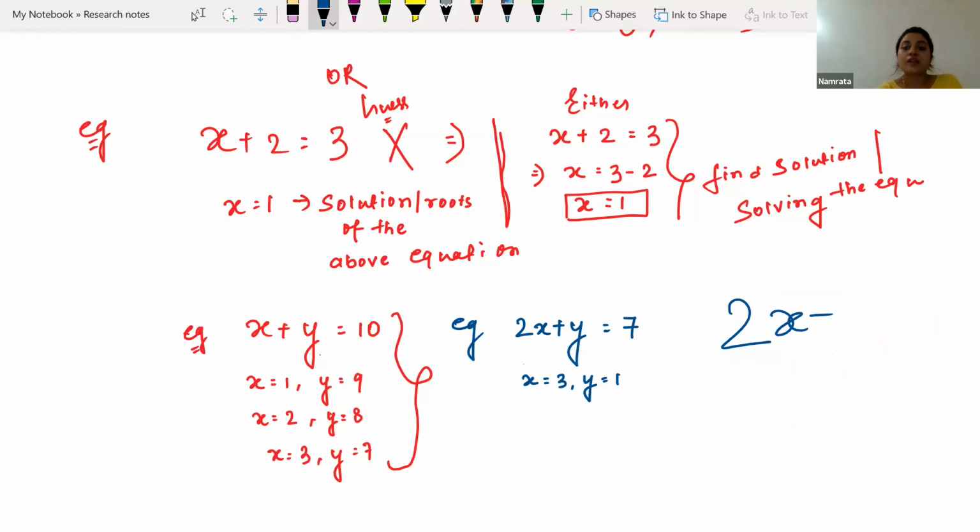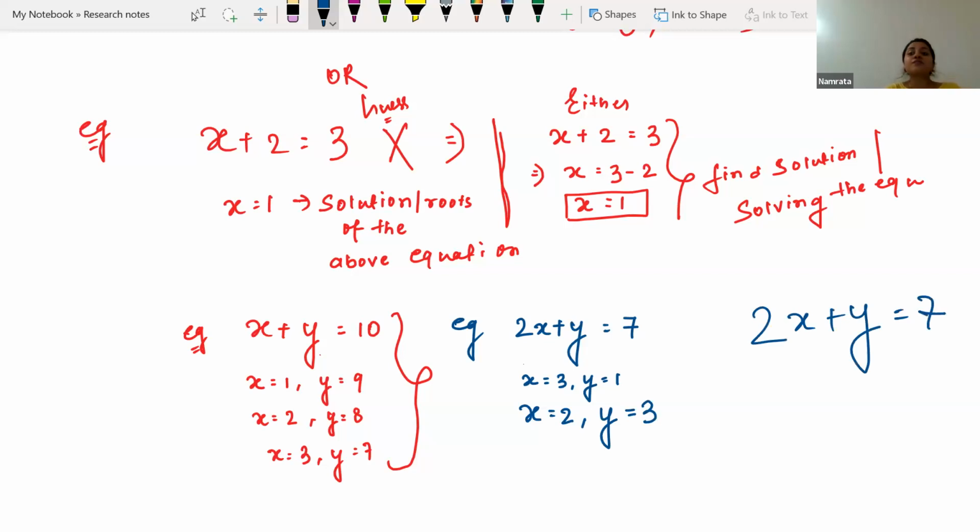Yes, ma'am. Now, as I said, there will be infinitely many solutions when we are dealing with a linear equation in two variables. So the other pair, can we take x as 2 and y as, check it, 2x plus y has to be 7. If I am taking the x value as 2, that means 2 into 2 plus 3. Are we getting 7?